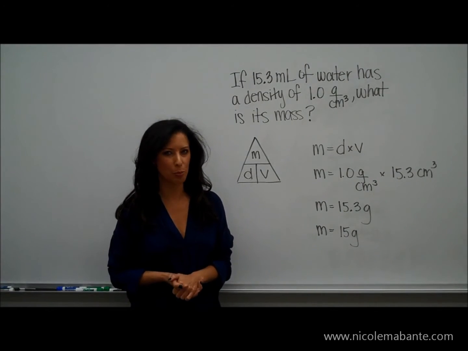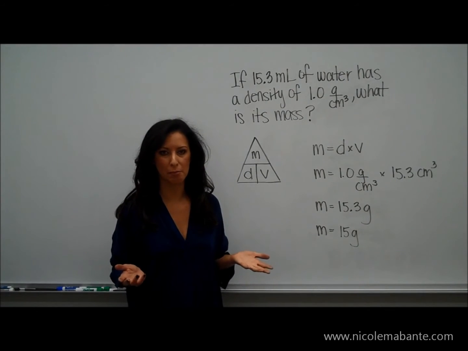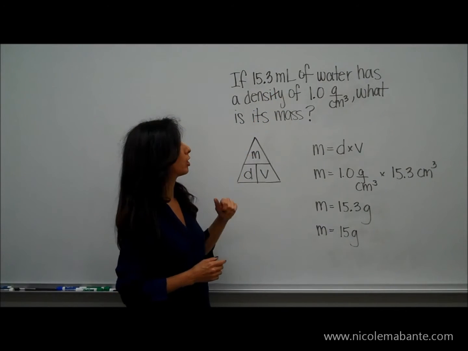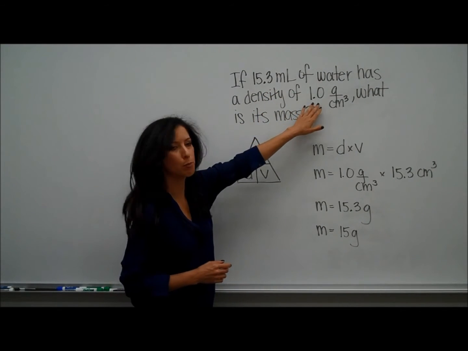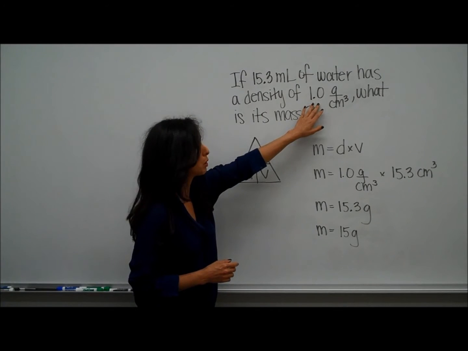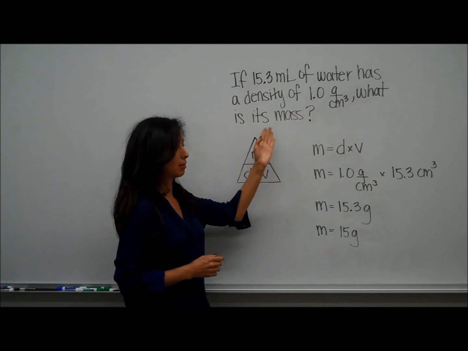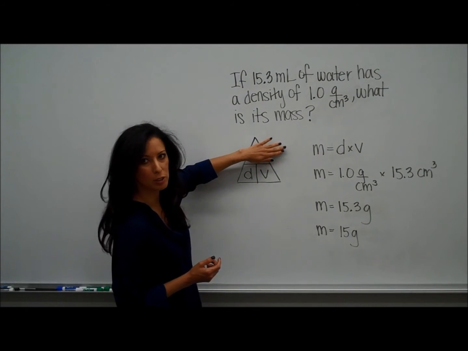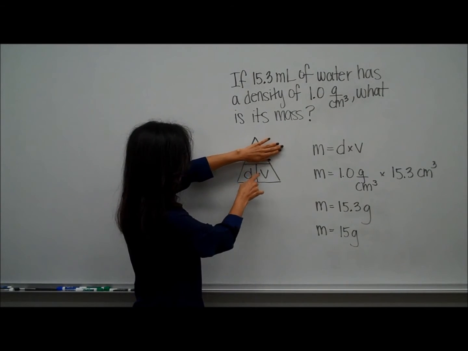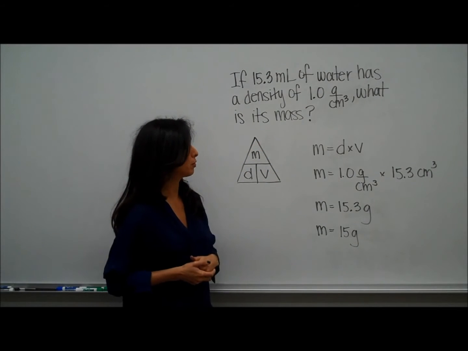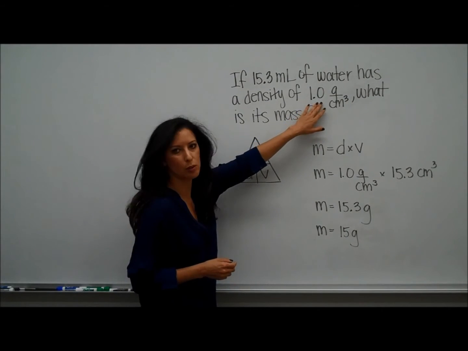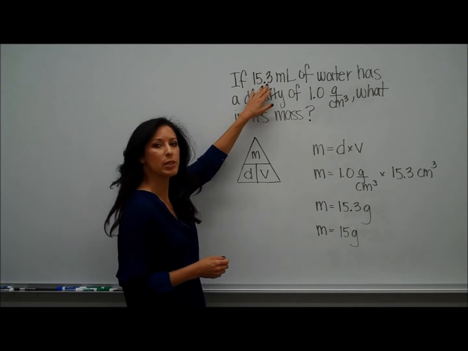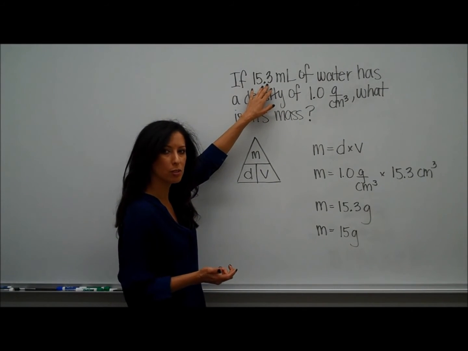Let's practice a density problem that wants us to calculate mass. If 15.3 milliliters of water has a density of 1.0 grams per centimeter cubed, what is its mass? Cover up M in the density triangle and multiply density times volume. The density is 1.0 grams per centimeter cubed, and the volume is 15.3 milliliters.